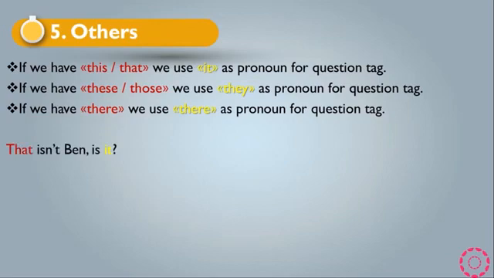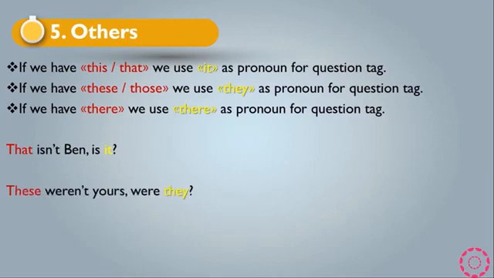For example, that isn't been, is it? As you see, we have that, so we cannot say is that. We simply say is it, okay? Because it is negative, isn't, we make it positive, and it becomes is it.